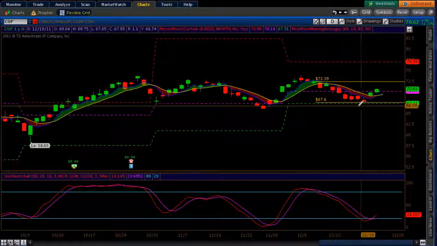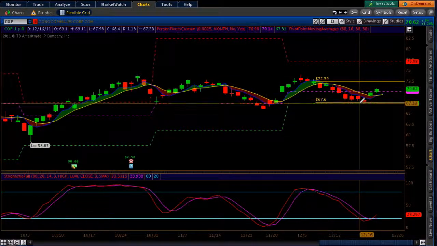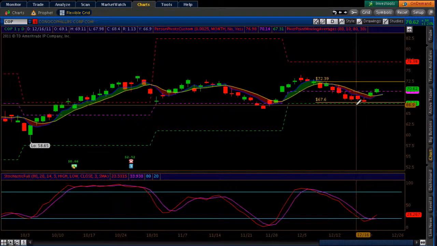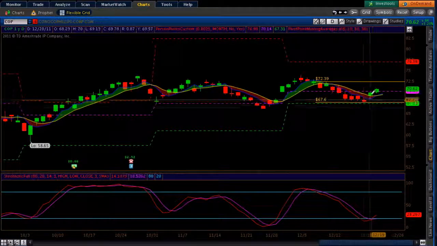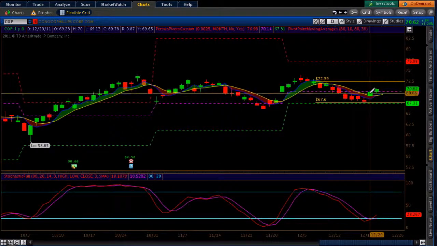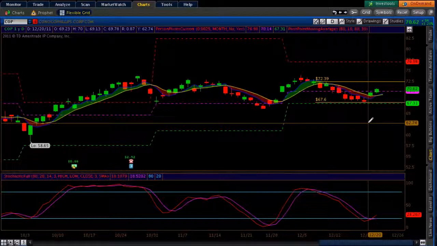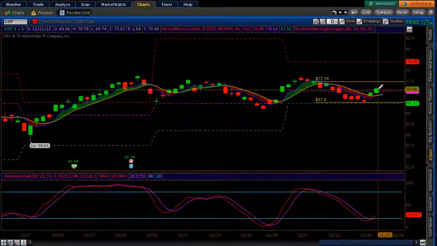So we came down to December's support pivot, and we held off of it and we closed above the pivot point moving average. So this came up on my watch list last night. So I went on ahead and jumped into the trade.